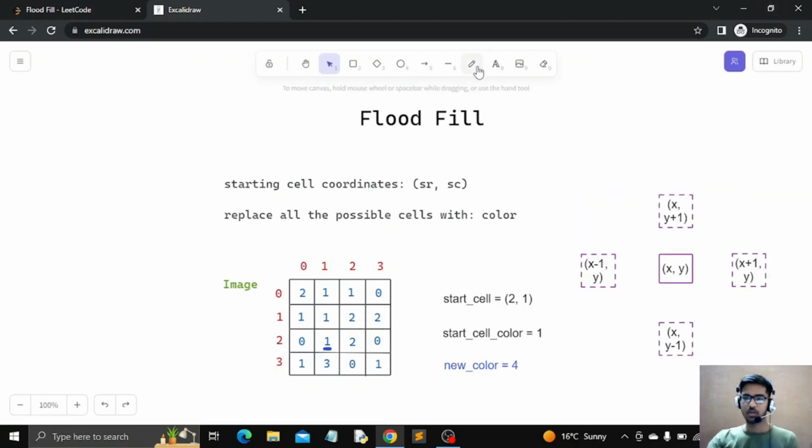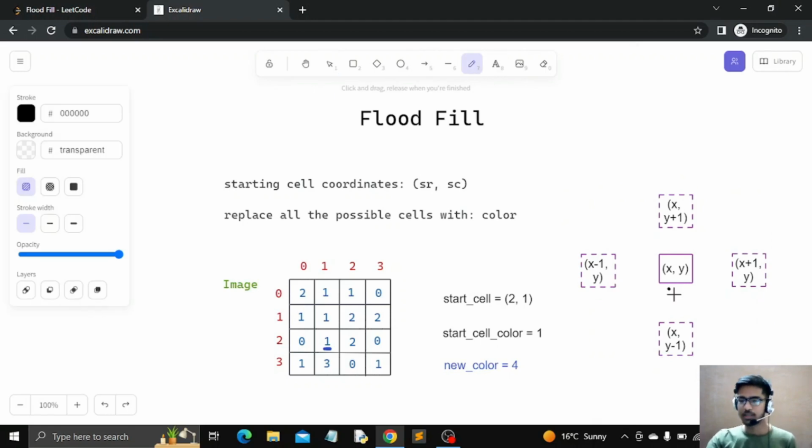So let's say that we are currently at this cell with coordinates x comma y. So first we are going to check all its neighboring cells that are four directionally connected to this. It means that the coordinates of the cell immediately above this cell will be x comma y plus 1. Coordinates of the cell immediately below this cell will be x comma y minus 1. Coordinates of the cell which is immediately left of the cell is x minus 1 comma y, and coordinates of the cell which is immediately to the right of this cell will be x plus 1 comma y. Right, so for each particular cell we will check all its neighboring cells, and if they are having the same color as the color of the starting cell, then we are going to change all their values to the new color given to us.